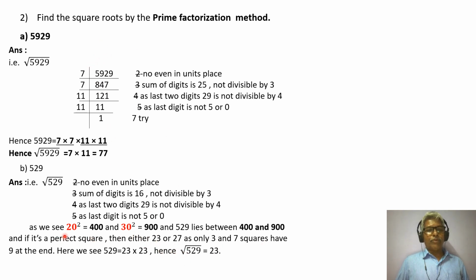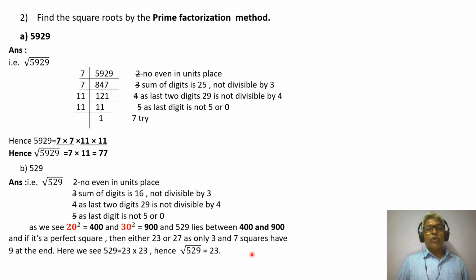And if the number lies between 20 and 30, it will be either 23 or 27. Why this different thinking? I will come to that point: only 3 and 7 squares have 9 at the end. Okay, so we see that 23 times 23 is 529. Hence the root of 529 is 23. As 23 doesn't have any other factor, this itself is a prime factor.